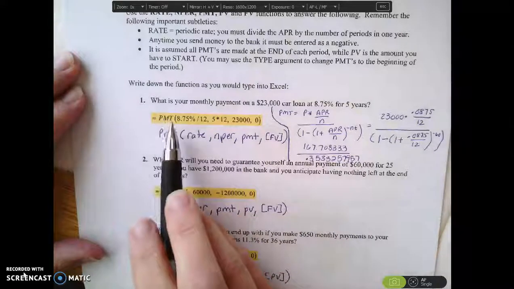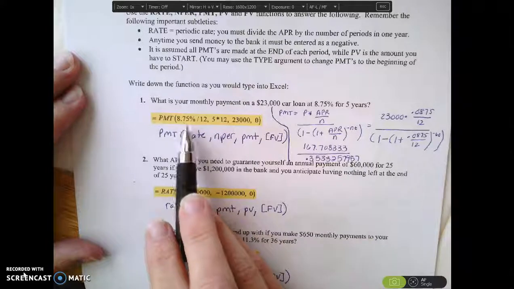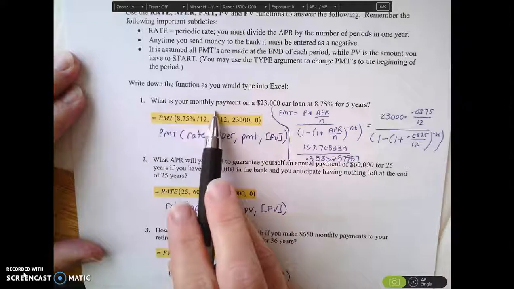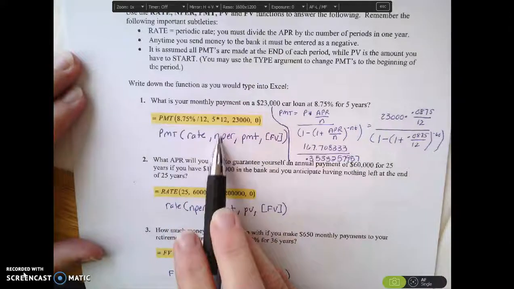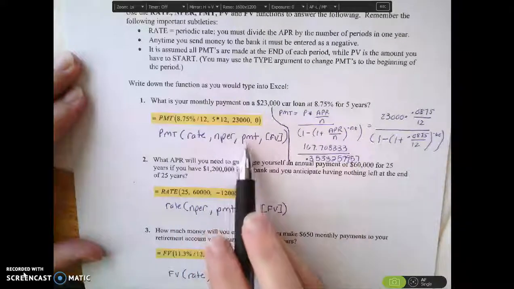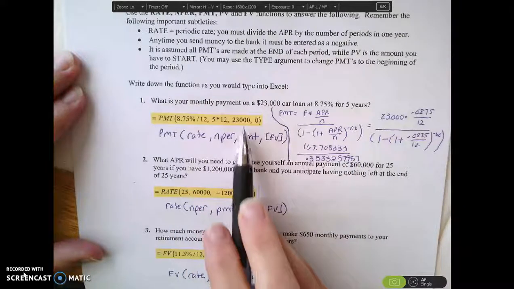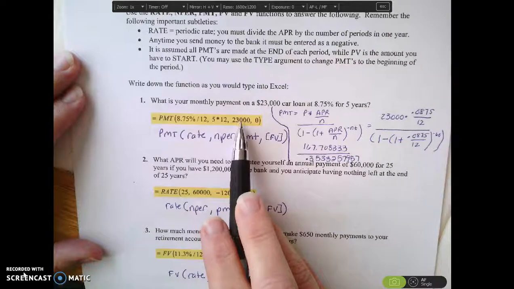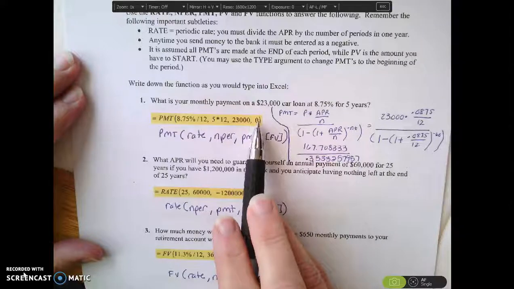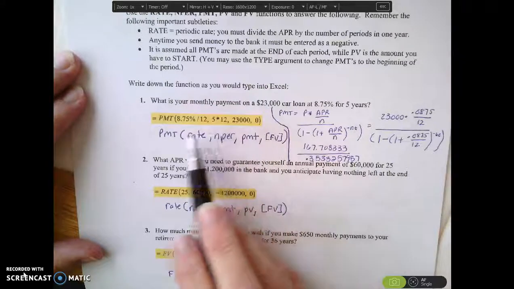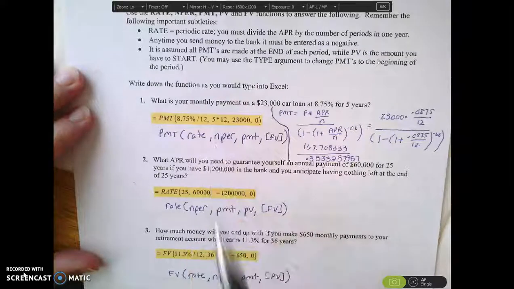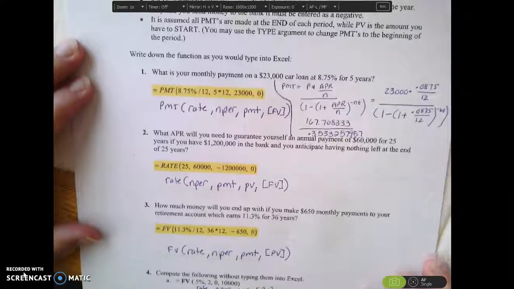In this case, our rate is 8.75%. We're going to divide by 12 because we're talking about monthly payments. The number of periods, it's 5 years for 12 months. The payment amount is $23,000. And then the future value, what we want to have is a value of 0. So this will calculate the amount of payment necessary to pay off this car loan. We'll look at the spreadsheet in just a second.